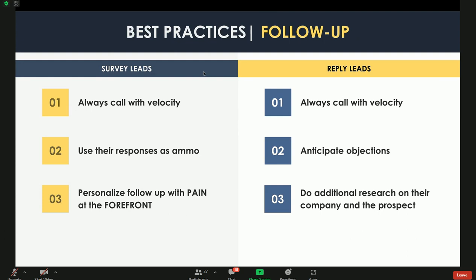And then number 3, doing additional research on the company and the prospect is huge when it comes to these replies. Charlie, you mentioned something about this as well. I don't know if you want to add anything here.